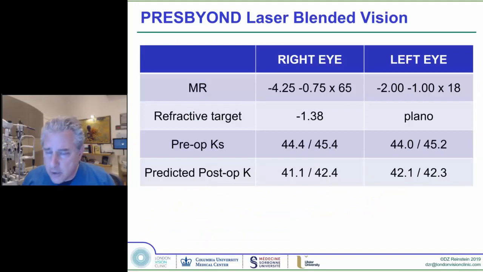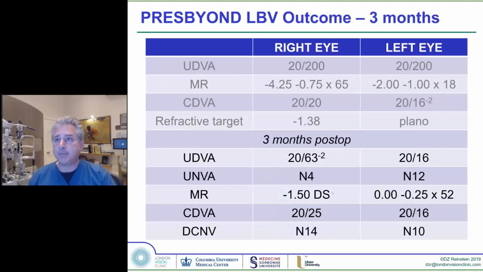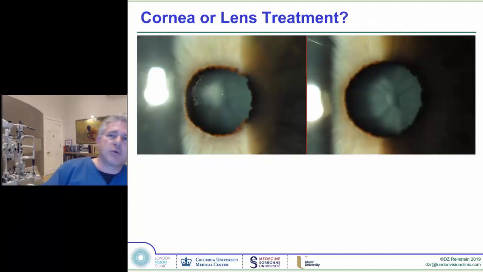Now, I under-targeted that eye because I thought that she would develop a bit of myopization over time. So I bought her a little bit of time. She could be -1.75 and still be happy. And she ended up, we did all the testing, and she ended up at 3 months super happy, 20/16 and N4. And here we are. This is what her lenses look like.